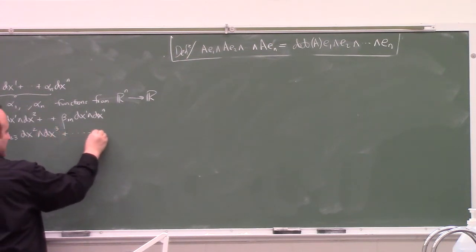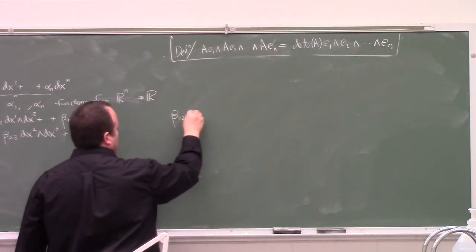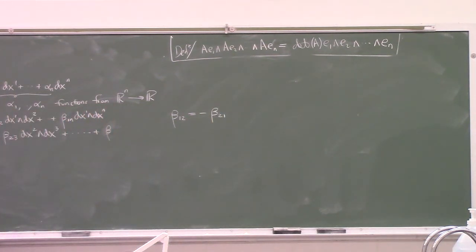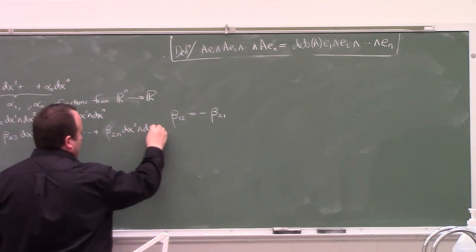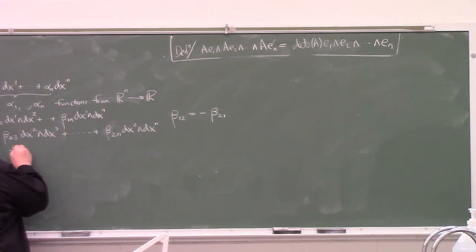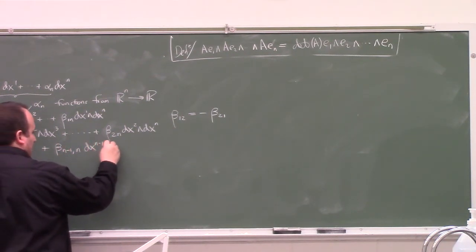And that continues. So 2,1 and 1,2 are the same thing? Well, usually the notation is beta 1,2 is minus beta 2,1. We can just combine them. But anyway, this is a particular notation for the expansion of a two form. And eventually we get to 2,n. And this continues, and on and on. How many different ways can you choose two things from n things without repeating? Eventually we get to beta n minus 1,n dx n minus 1 wedge dxn.